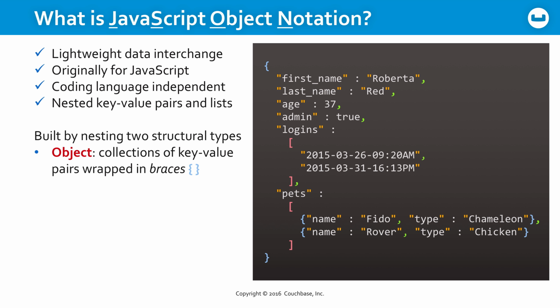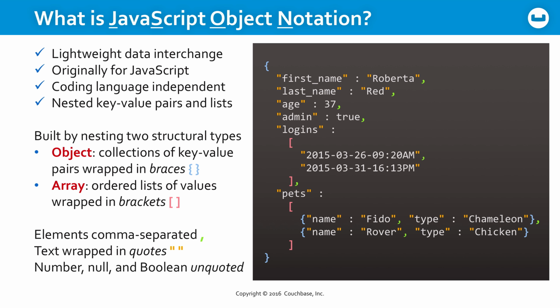The object. Objects are collections of key-value pairs wrapped in braces. And then there's the array. An array is an ordered list of values wrapped in brackets. In a JSON document, elements are comma-separated. Text is wrapped in quotes, could be single or double quotes.